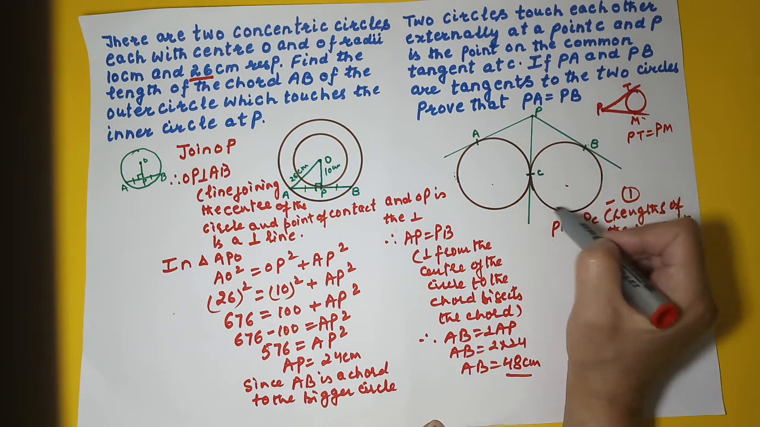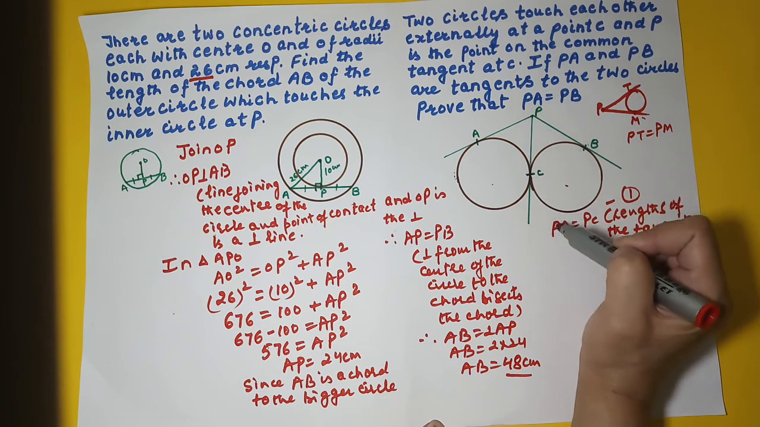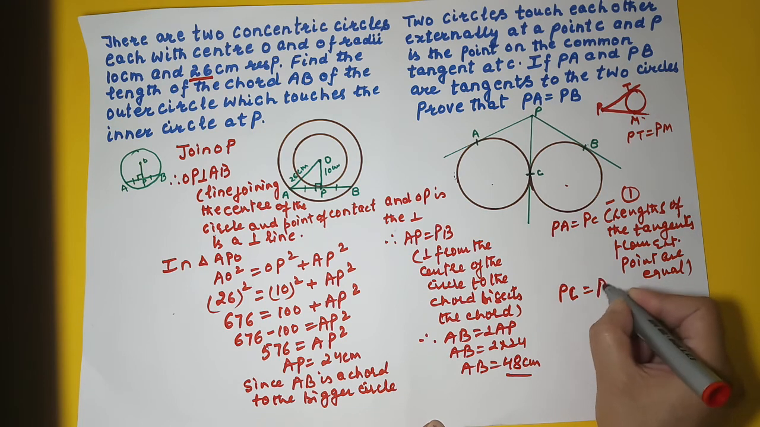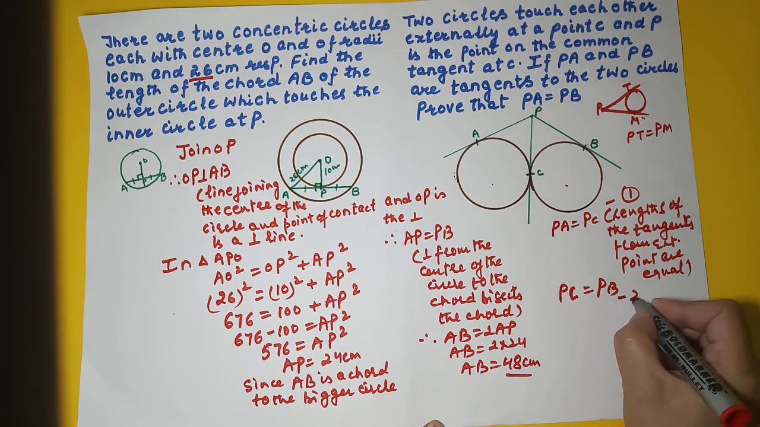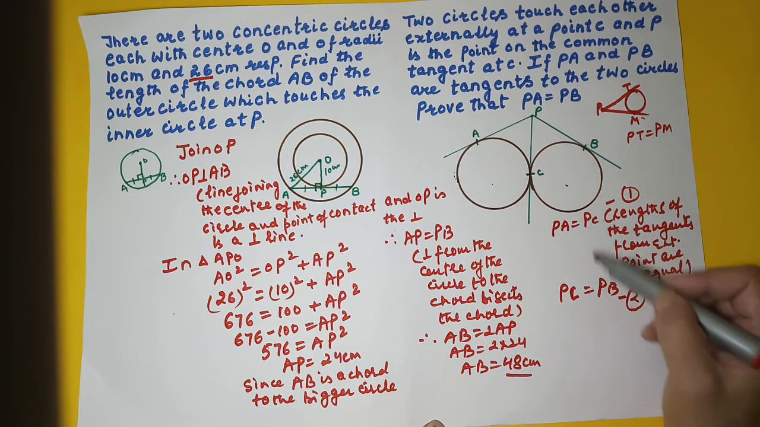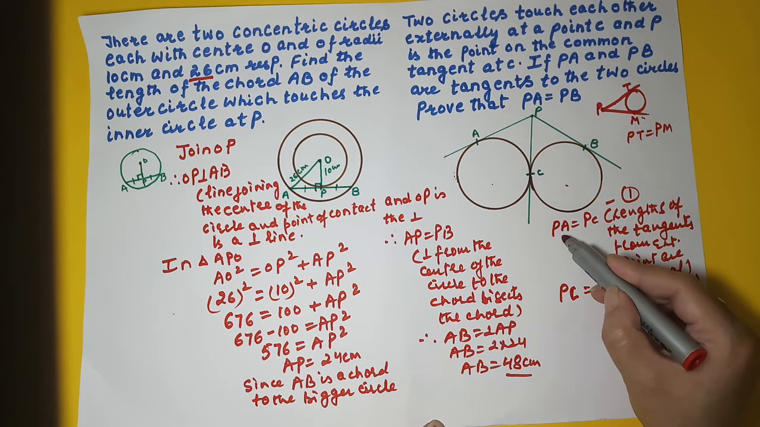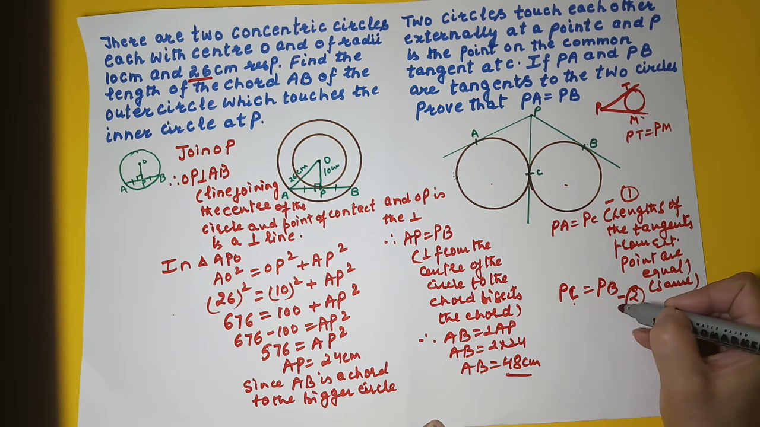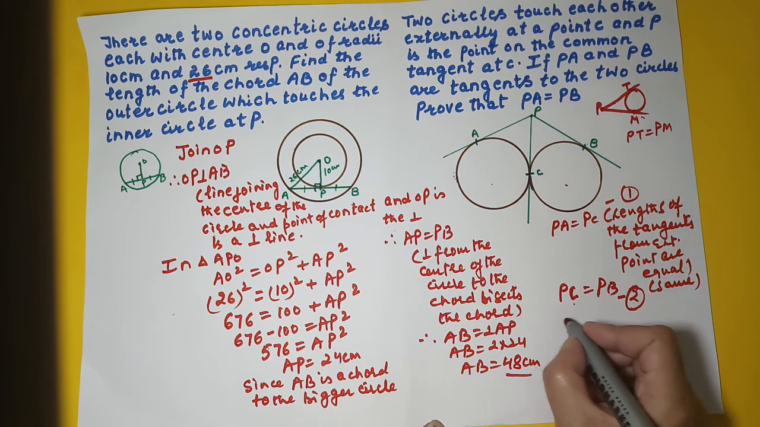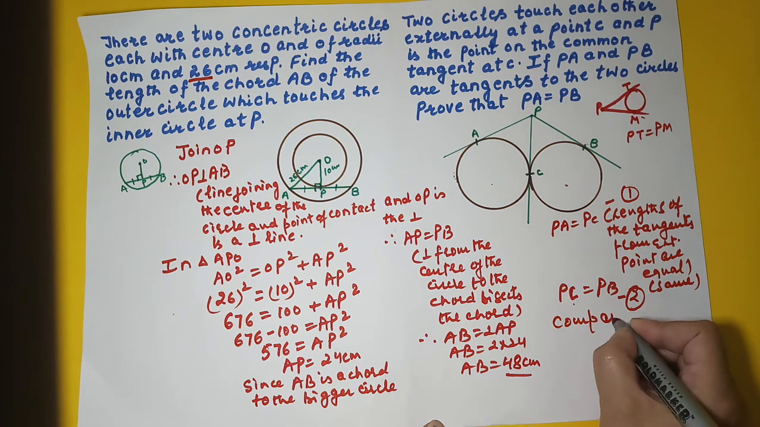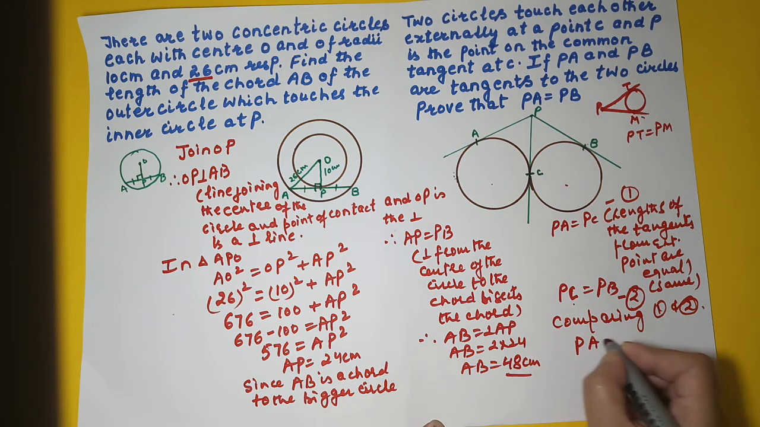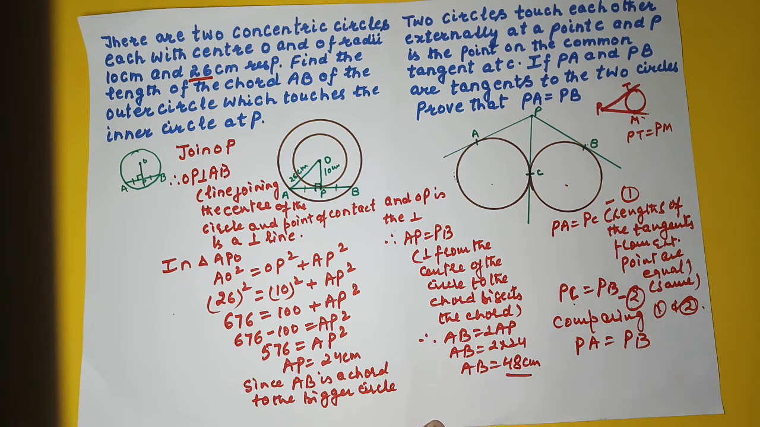Similarly, if you consider this circle, PB and PC are the two tangents. So can we say that PC is equal to PB? Same reason, this becomes my second equation. Now, if you compare these two equations, PC is equal to PA, PC is also equal to PB. Does that mean PA is equal to PB? So, you will write comparing first and second, PA is equal to PB. So, we have proved this.